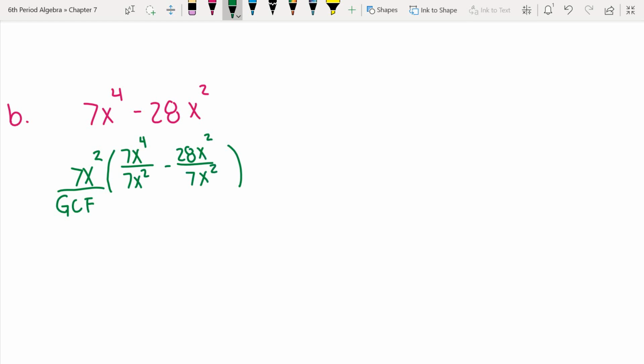Well, let's see, what does that look like now? Let me rewrite this. I am going to drop my label of GCF. I have 7x squared on the outside of parentheses, and inside, the 7's cancel. x to the 4th divided by x squared is just x squared. Negative 28 divided by 7 is negative 4, and the x squareds cancel. Okay, inside these parentheses, I have x squared minus 4.